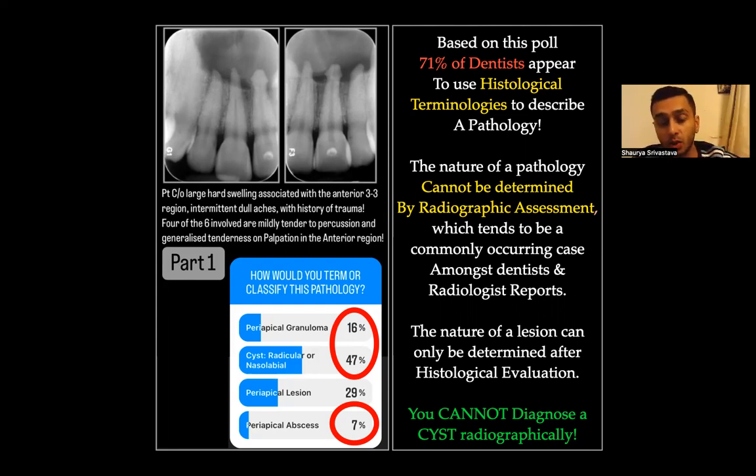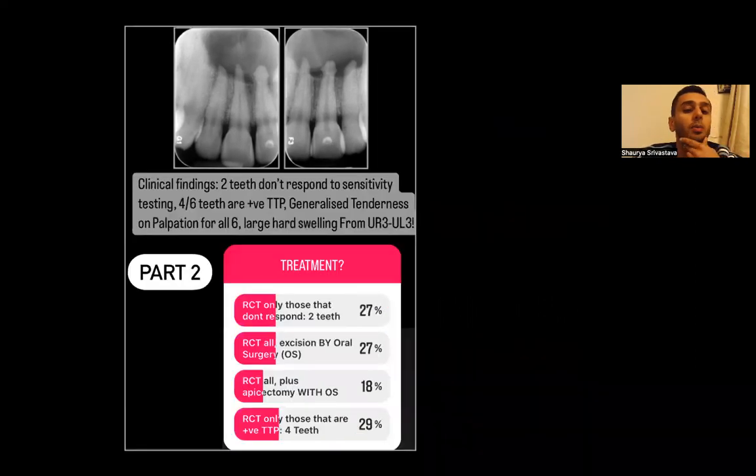I'm going to show you the case as well, as to why you can and why it should consolidate to resolve to use this terminology too. So this was part 2 of the question. These were my clinical findings.